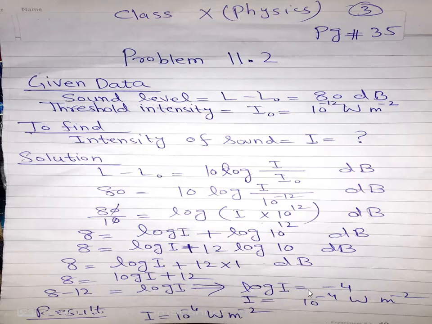Again, you will take anti-log on both sides. The anti-log on the left hand side will be cancelled with the log, so I will be left. If you take anti-log of minus 4, you will get 10 raised to the power minus 4 watt per square meter. So we have found the intensity of sound: 10 to the power minus 4 watt per square meter. This is the end of numerical 11.2, which was on page number 35.